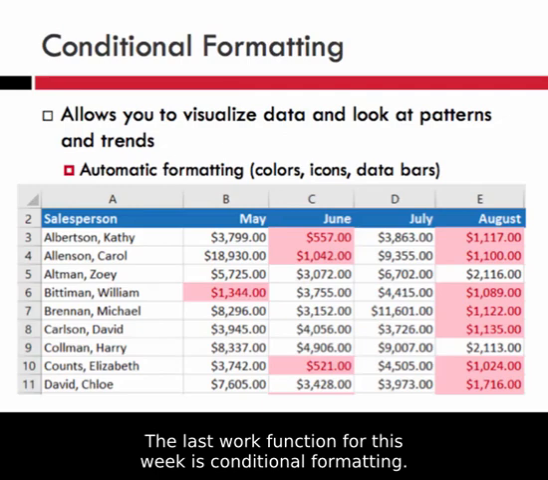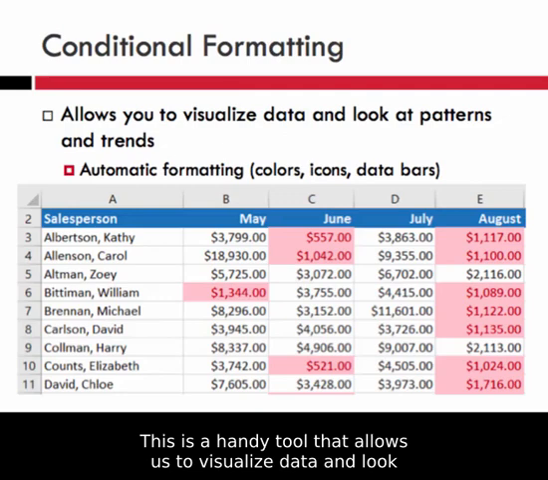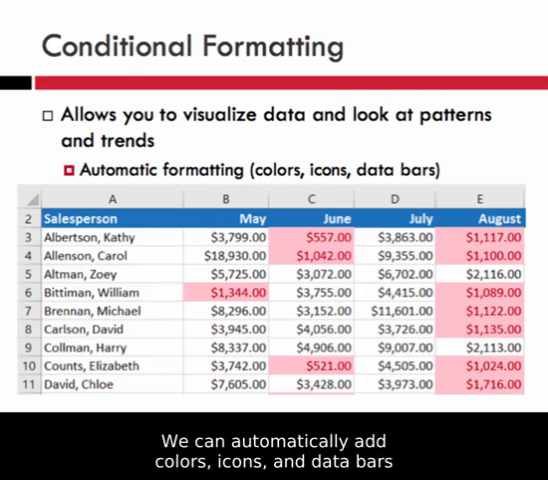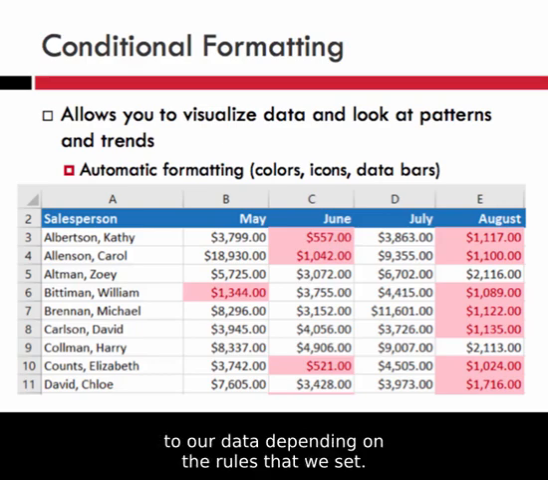The last function for this week is conditional formatting. This is a handy tool that allows us to visualize data and look at patterns and trends in our data. We can automatically add colors, icons, and data bars to our data depending on the rules that we set.